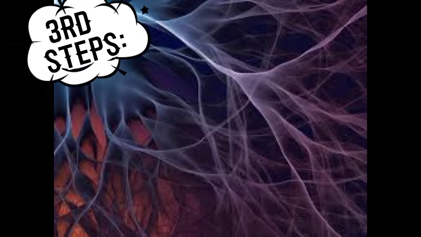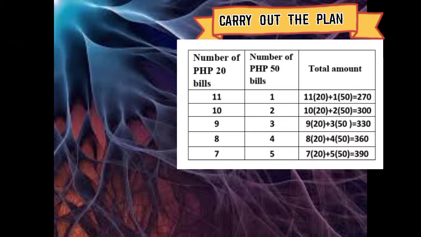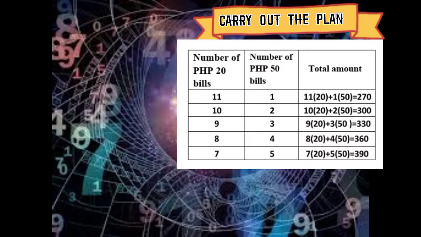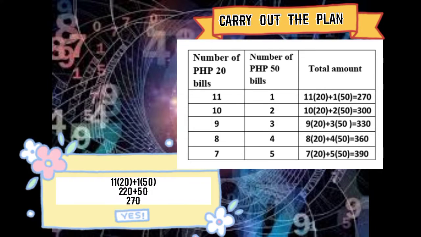Third step, carry out the plan. In the head column, we have the number of 20 pesos bills, the number of 50 pesos bills, and the total amount. So we will find out the total amount. First row, we have 11 of 20 pesos bills, 1 of 50 pesos bills. 11 times 20 equals 220 plus 1 times 50 equals 50. 220 plus 50 equals 270.